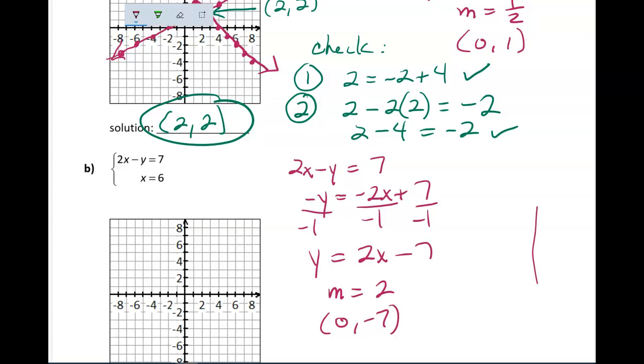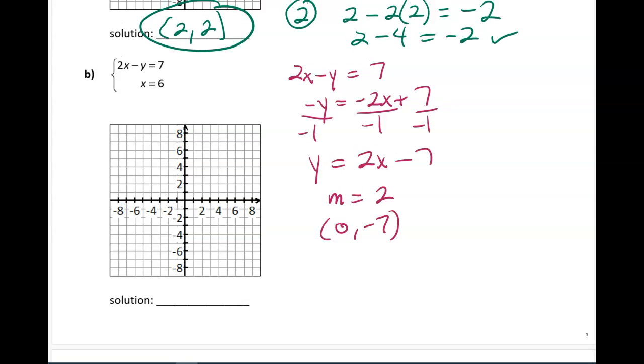All right, let's put that on our graph. So start with the point 0, -7, and a slope of 2 is 2 over 1, so that means we go up 2 for every time we go to the right one.